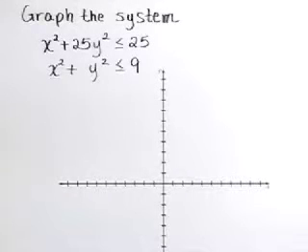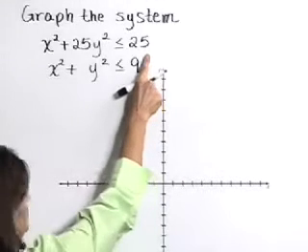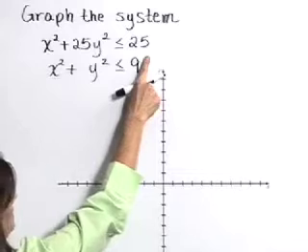Graph the system. x squared plus 25y squared is less than or equal to 25, and x squared plus y squared is less than or equal to 9. Now, let's start with this first inequality, and we'll graph it.